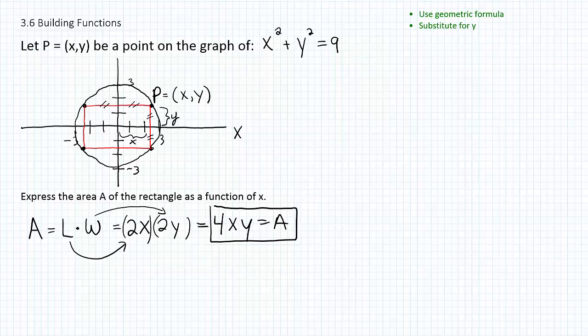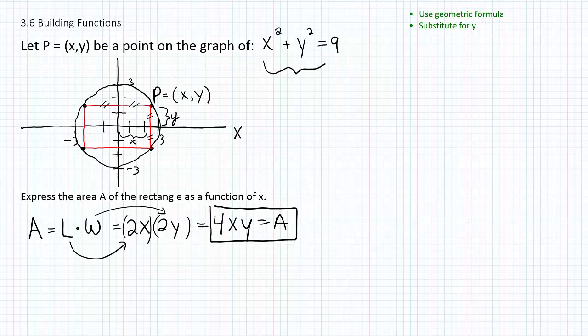So what we need to do now is to substitute out the y. So we've used the geometric formula. We have the area described related to the drawing that we have, but we don't have a function of x. We have a function that has x and y in it. So we need to get rid of the y. Okay, so to do that, we need to substitute out the y. So we have this equation above, don't forget, that says that the circle is x squared plus y squared is equal to 9. So we have an expression that involves y. Let's use that expression to our advantage.